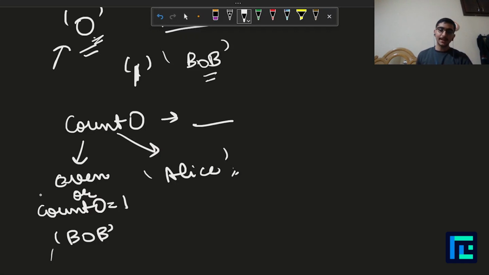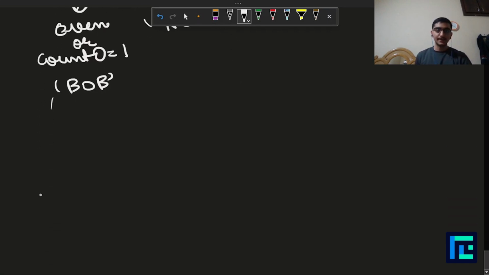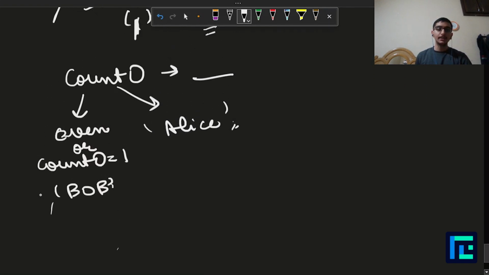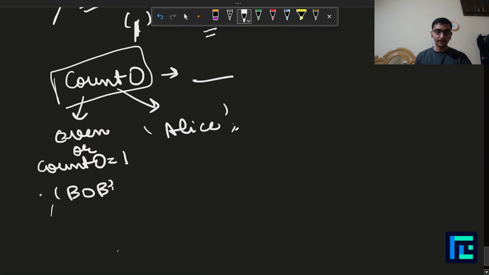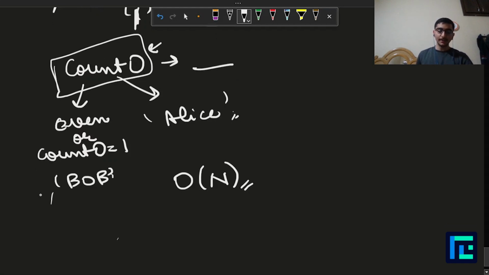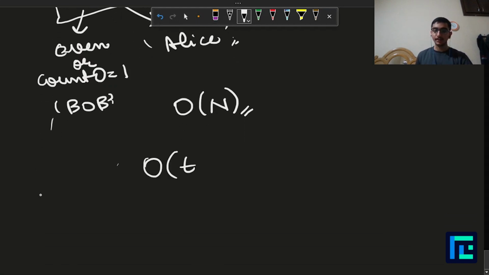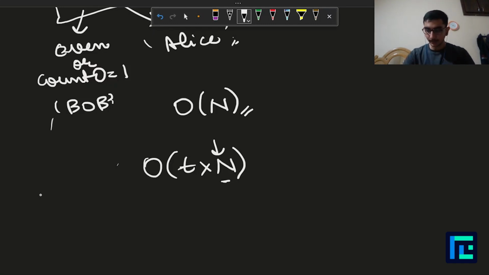Now to discuss the time complexity of this approach, we only need the count of zeros to know the answer, and hence that would take an O of n loop per test case to calculate this value. So the total time complexity would come out to be t into n, because for every test case we take O of n time, and hence for t test cases we would take O of t into n. Now let's discuss the implementation.